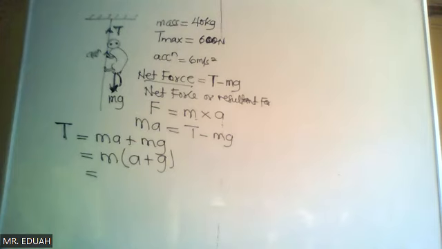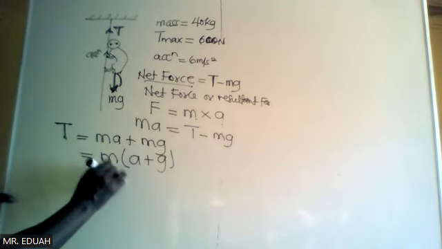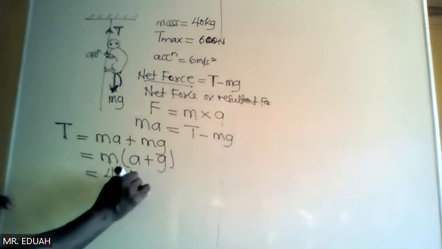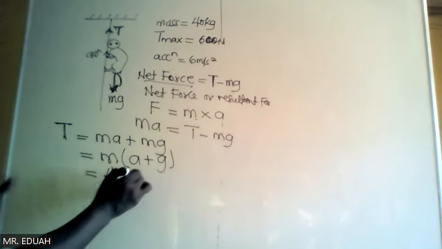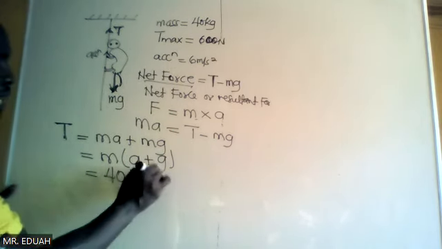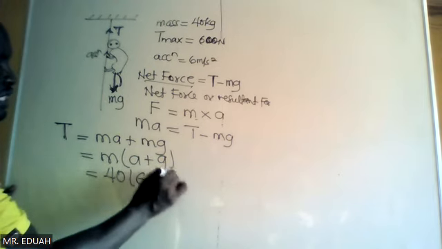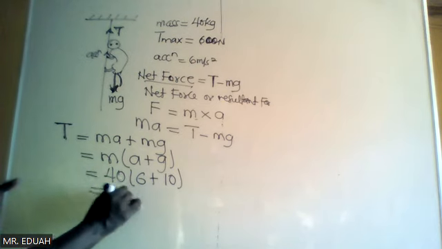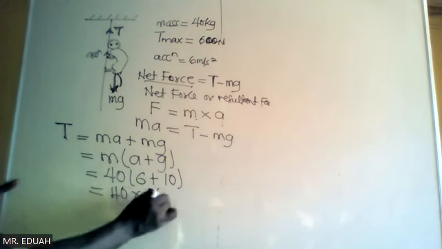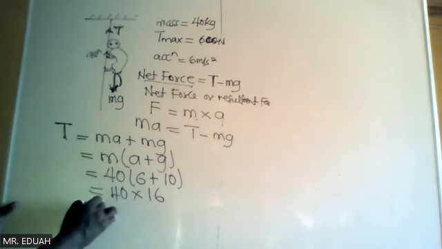M is the mass of the monkey, which is 40, times the acceleration. The monkey is accelerating up at 6, plus acceleration due to gravity, 10. So we have 40 times 16. And what is 40 times 16?